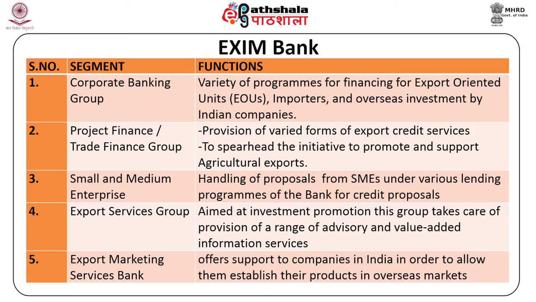Second is the Project Finance or Trade Finance Group. The main function of this group is provision of varied forms of export credit services to spearhead the initiative to promote and support agricultural exports. The third group is the small and medium enterprises group. Their main function is handling of proposals from SMEs under various lending programs of the bank for credit proposals. Fourth is Export Services Group. Their functions are aimed at investment promotion, and this group takes care of the provision of a range of advisory and value-added information services. And the last group is Export Marketing Services. Now, this group offers support to companies in India in order to allow them to establish their products in overseas markets.